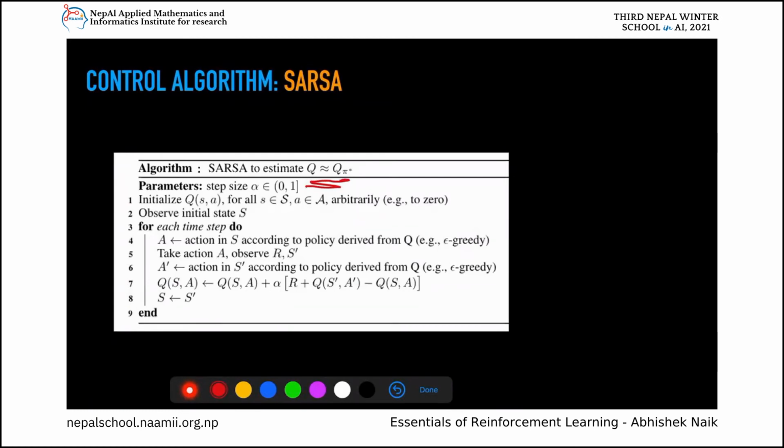Why is this called SARSA? That is because you have state, action, reward, next state, next action. These 5 quantities are required to compute this update, and so that's why this is called SARSA. This is also known as an on-policy algorithm. We'll see just in a moment what that means.